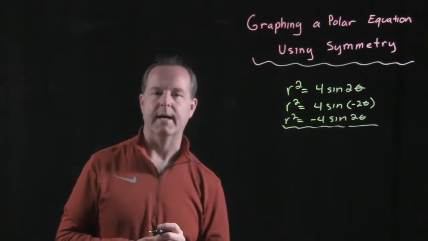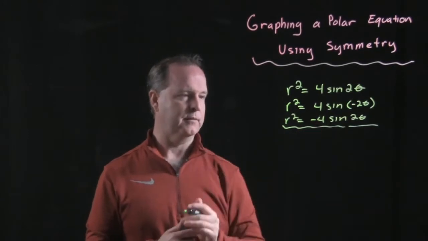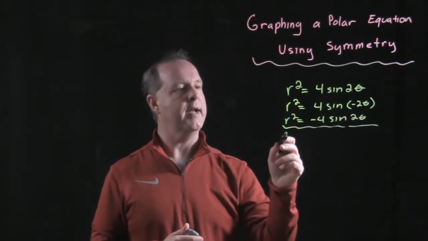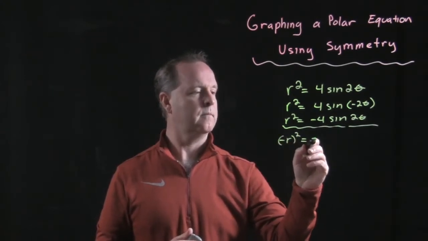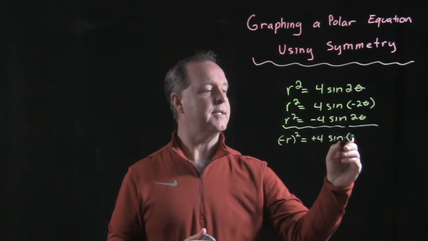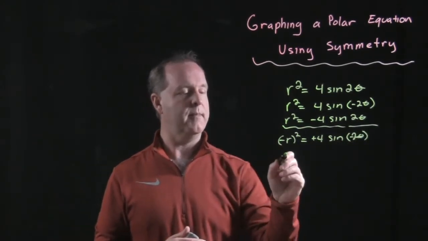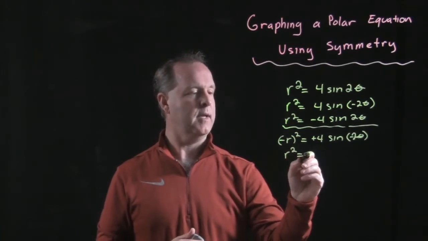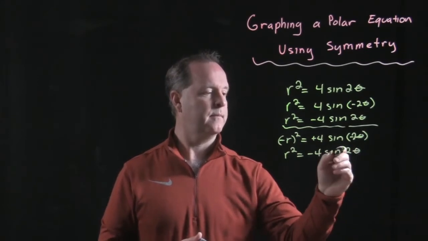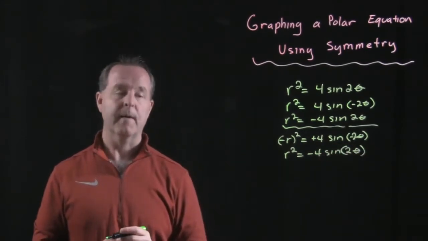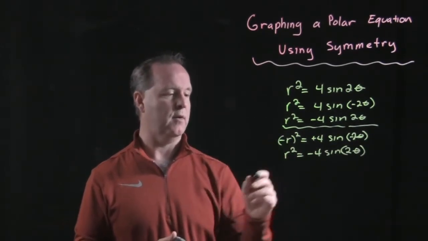All right, what do you want to test for next? Vertical symmetry. We do that by inputting a negative r and replacing theta with a negative theta. Solve that out. Negative r squared becomes r squared equals negative 4 sine of 2 theta. What do you notice? That one doesn't match either, so it fails the symmetry test about the vertical axis.